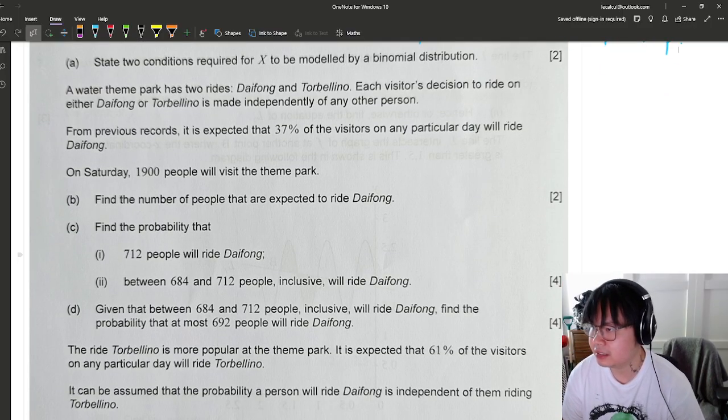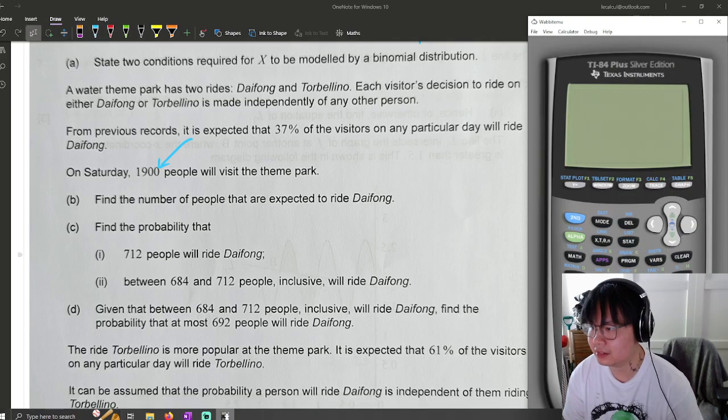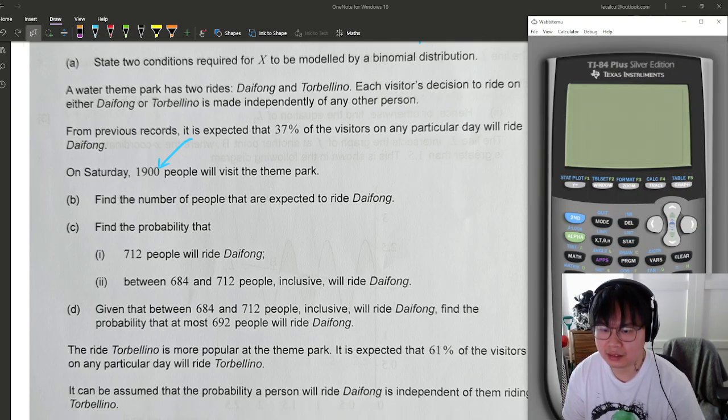Anyways, okay, we got a water slide, Daifang, Torbellino, sure. 37% will go ride Daifang. Saturday, this is how many people go to the park. Find the number of people that are expected to go to Daifang. Well, 37% of this number. 37% of 1900. 703.